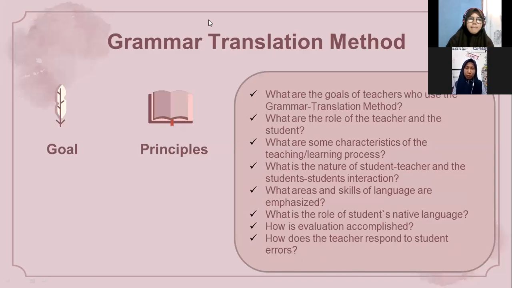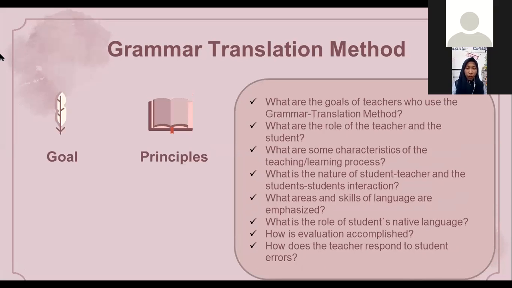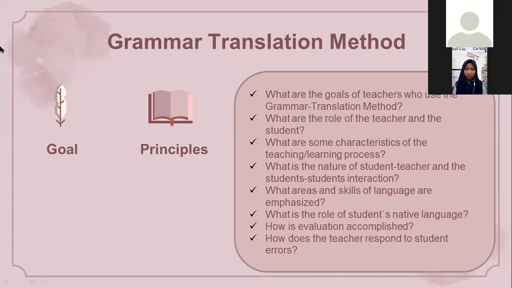I will give a little bit of explanation about the grammar translation method. As we know from its name, this method focuses on grammar competence, and the activity is translating from one language into another language. Okay, friends, let's take a look one by one.